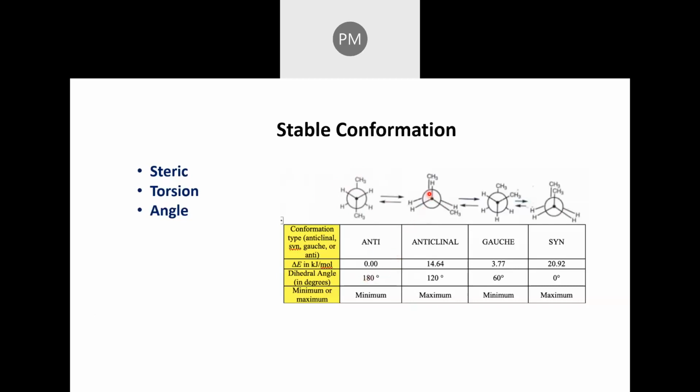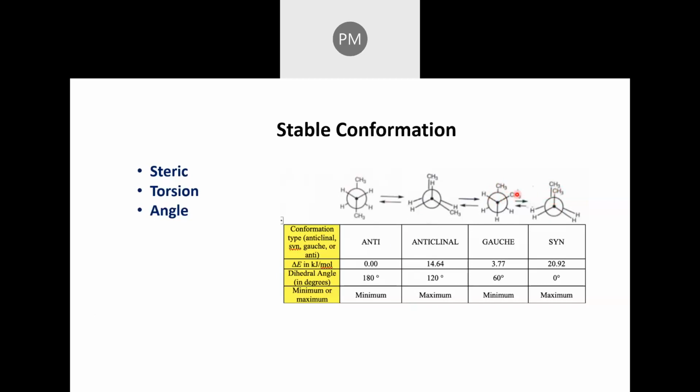In the next example, first we'll start from here. When the dihedral angle will be 0, these two methyls are in the same position, so 0 degree dihedral, so these are like eclipsed conformation. In this conformation two methyls are the same, so the dihedral angle is 0, so this eclipsed conformation is less stable. This one is the gauche conformation.